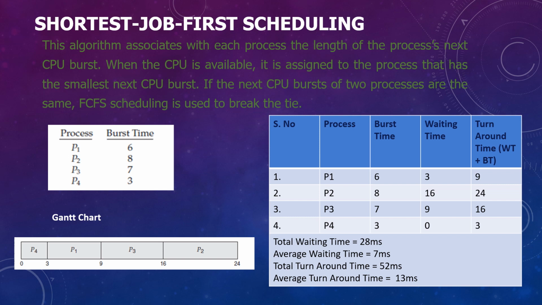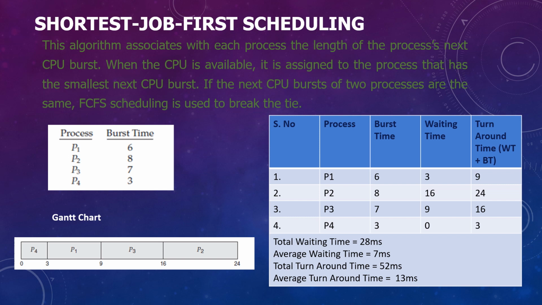The average waiting time is 28 divided by 4, so we get 7 milliseconds as the average waiting time. Next, we can calculate the turnaround time. For turnaround time, you can make use of a formula: turnaround time is equal to waiting time plus burst time. For every process, the burst time and waiting time are given in this table itself, so you can simply sum up.